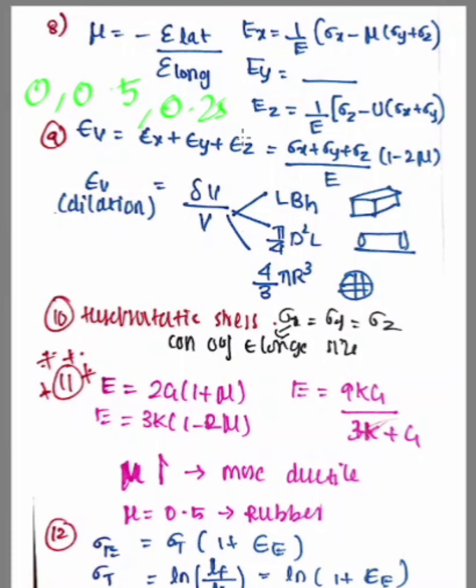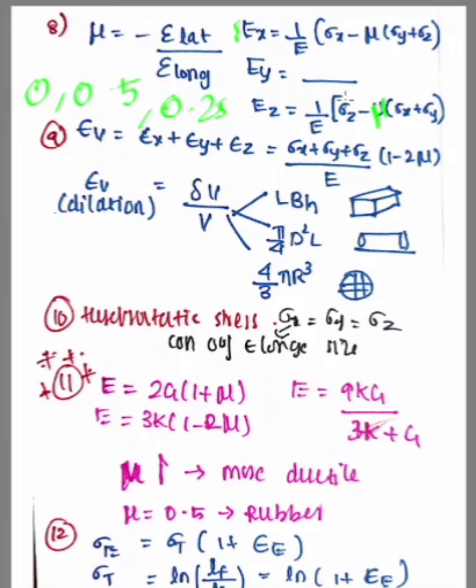Next is volumetric strain. Before getting to that, we can study hydrostatic stress. What is hydrostatic stress? It means sigma x equal to sigma y equal to sigma z, so on all three sides the stress will be equal. And for the generalized Hooke's law, Ex equals 1 by E into sigma x minus mu into sigma y plus sigma z. Similarly for Ey it is 1 by E into sigma y minus mu into sigma x plus sigma z. So this is all about Ex, Ey, Ez.